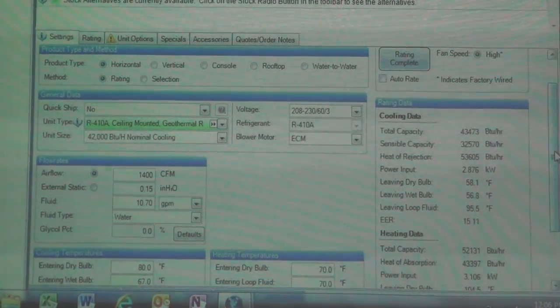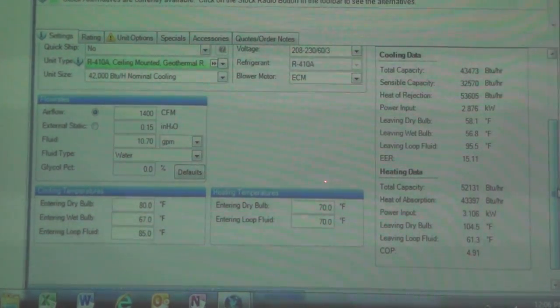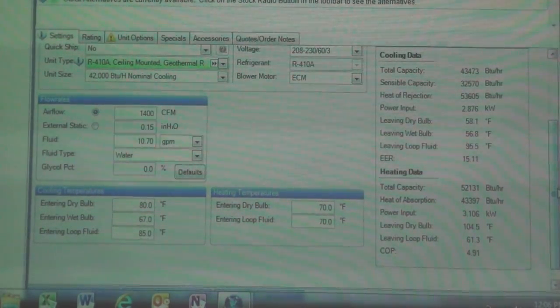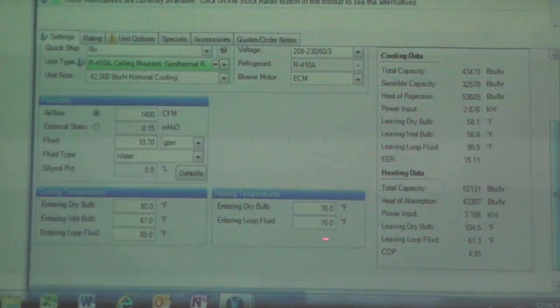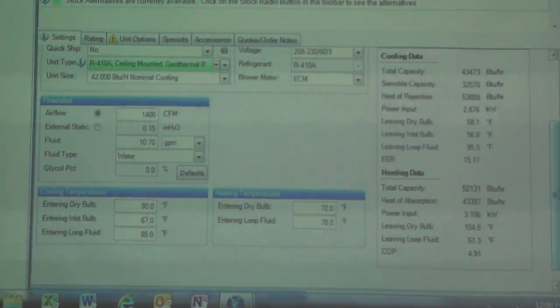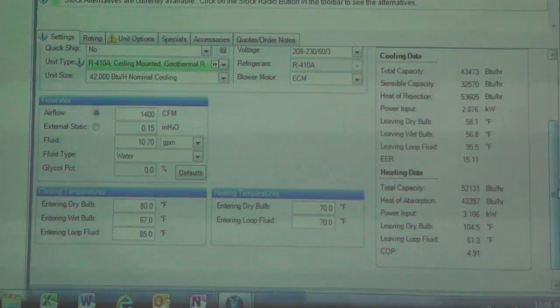Great. And did you want to leave your entering dry bulb and your loop temperature on your heating at 70 and 70? Heating. Probably we're coming down geothermal, right? Yeah, we're going to be less than that. Yeah, so let's see. Make it. I haven't actually ran it yet, so.